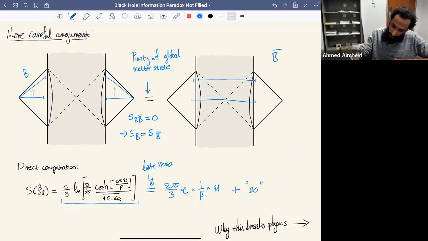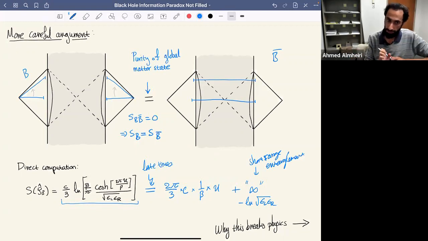Okay, now maybe we should talk about this. Where does this infinity come from? Well, it comes from the cutoffs, right? This is minus log square root of epsilon L epsilon, right. That's what I meant by infinity. But this comes from the short scale, or short range, sorry, it's a better term, entanglement across the endpoints of the interval.